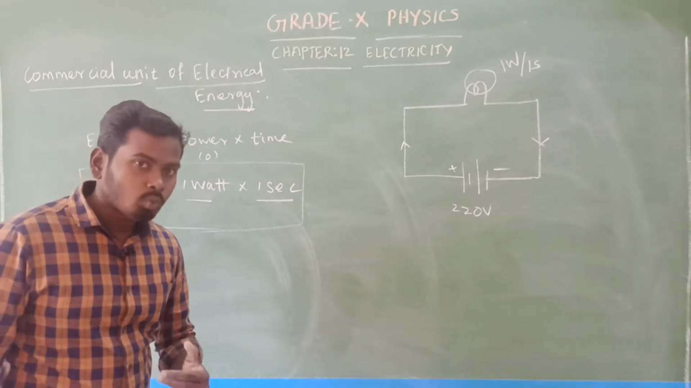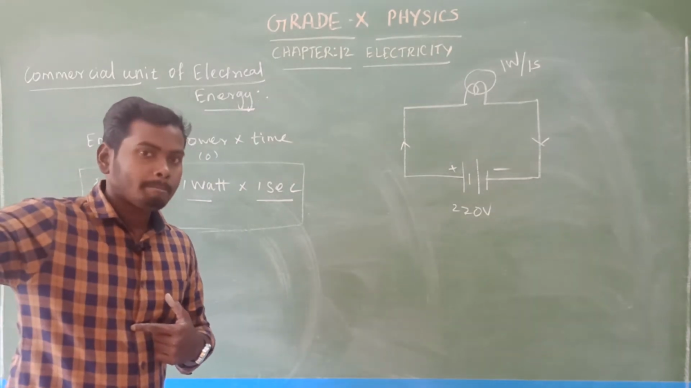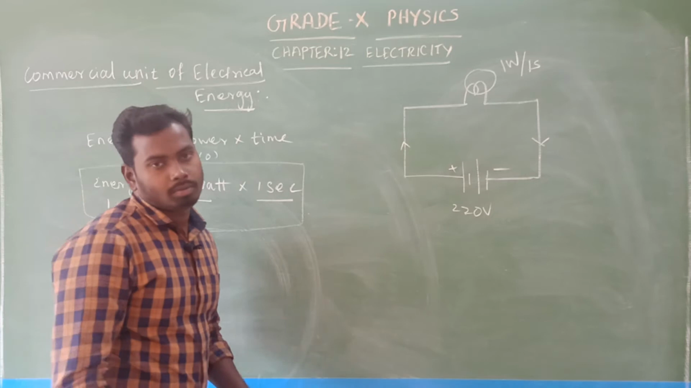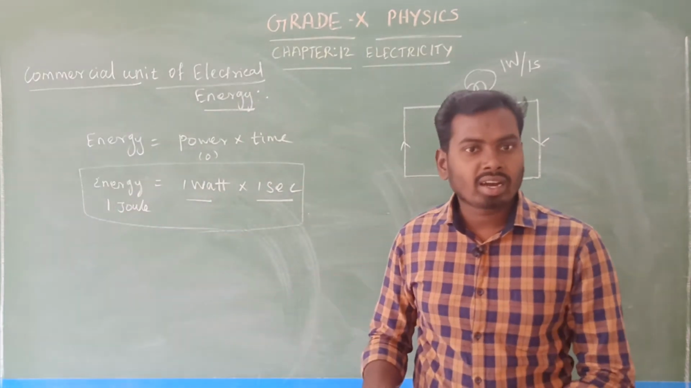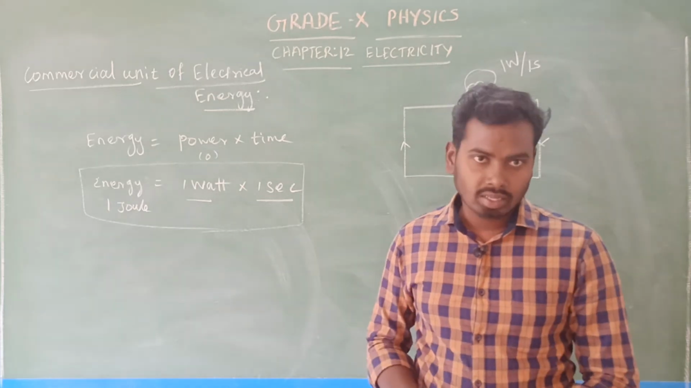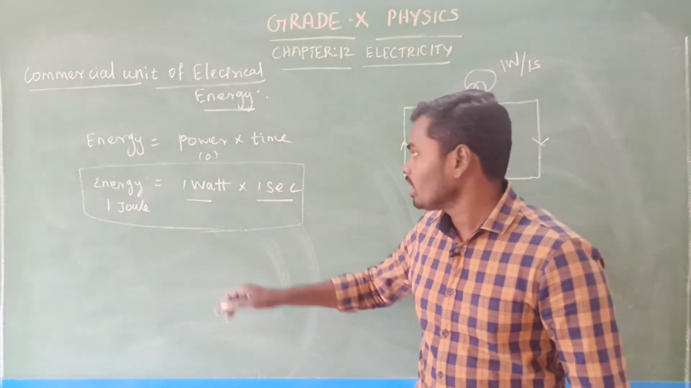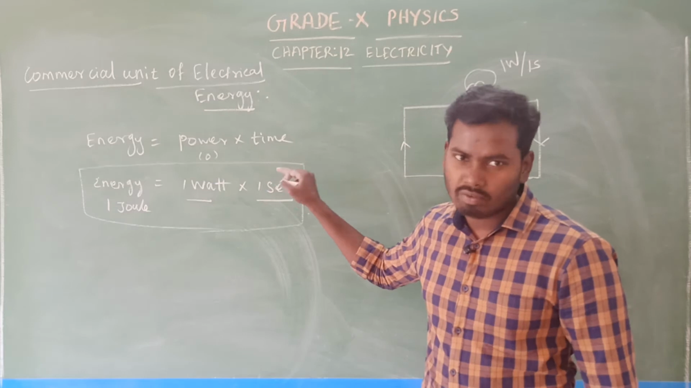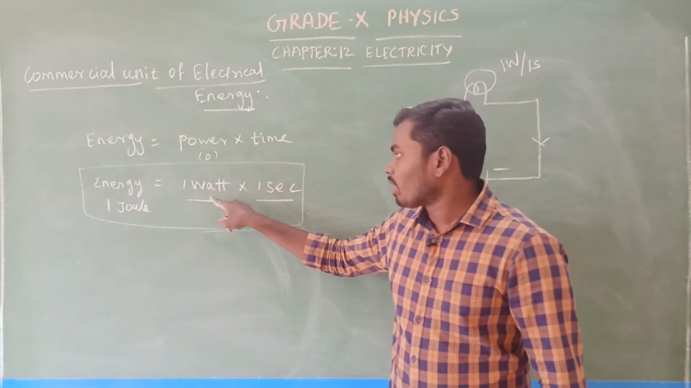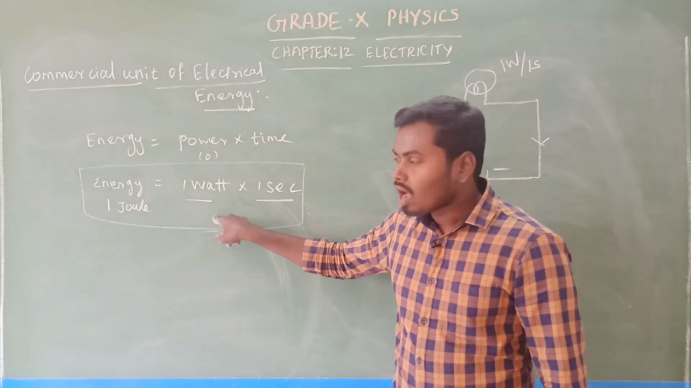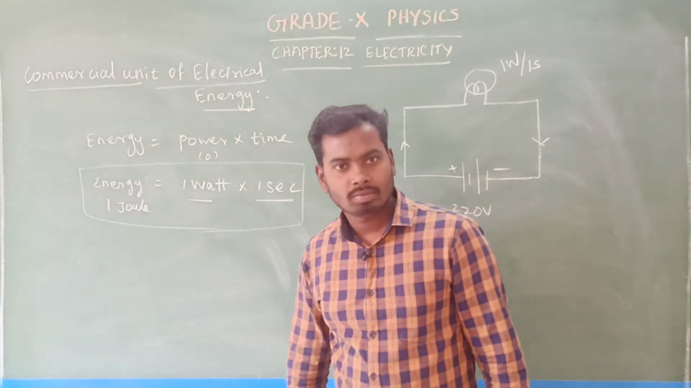That is the reason why we need another formula to calculate the electrical energy commercially. Is it clear? That is the reason why this energy formula is not convenient, students. Because here the power rating is given in watt and time is given in seconds.